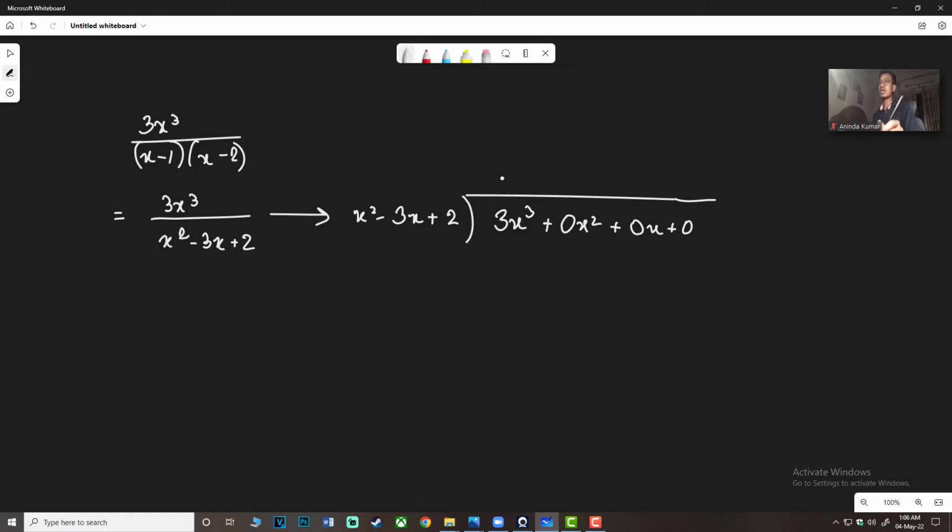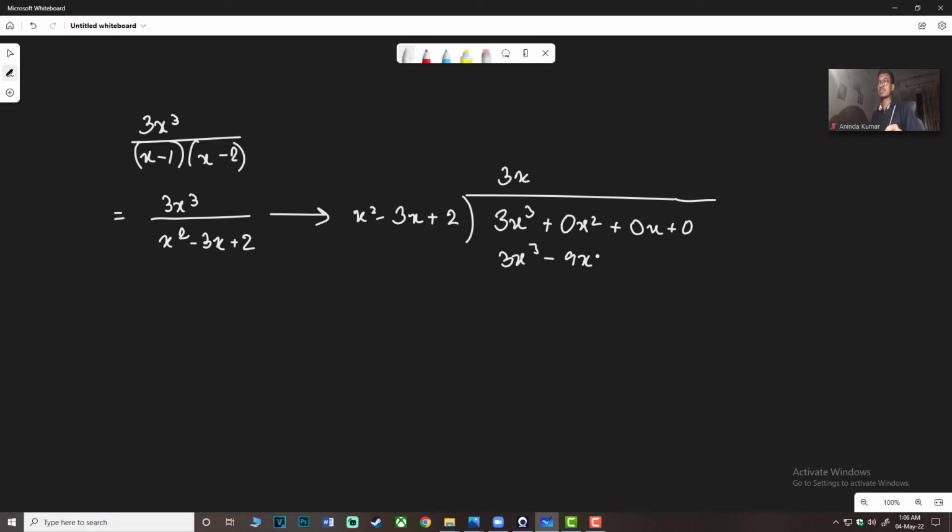So what do we have to multiply with this expression to get 3x cube? We already have x square. If we multiply by 3x, we get 3x cube. Don't worry about the remaining part. Only worry about the first part of here, the first part of this, and the first part of this one over here. So we have to multiply something by x square so that we get 3x cube. That thing is 3x.